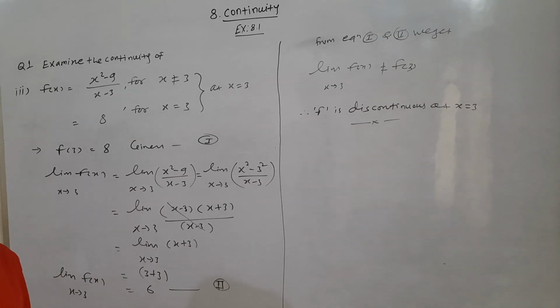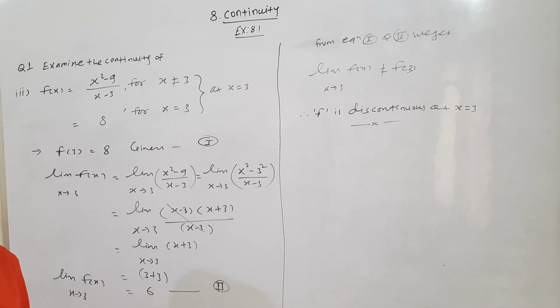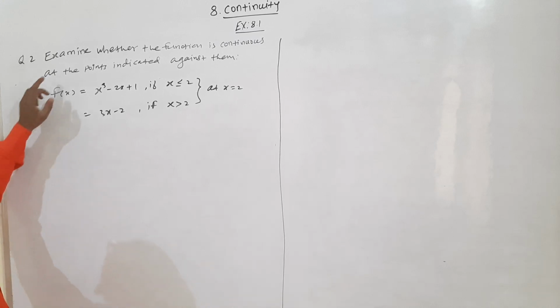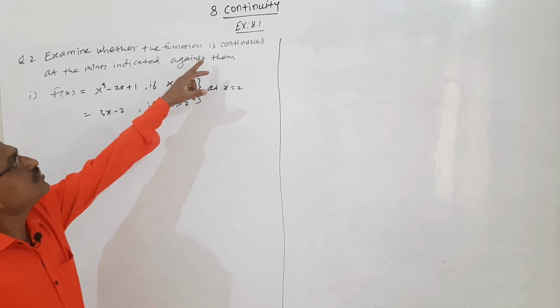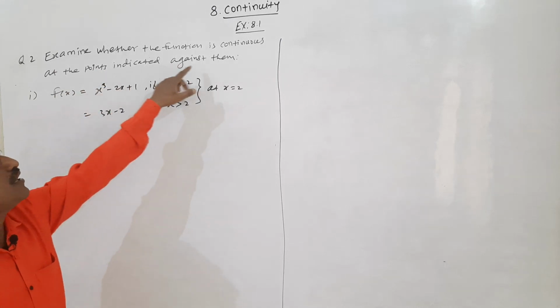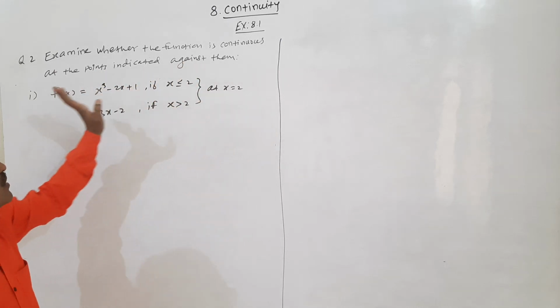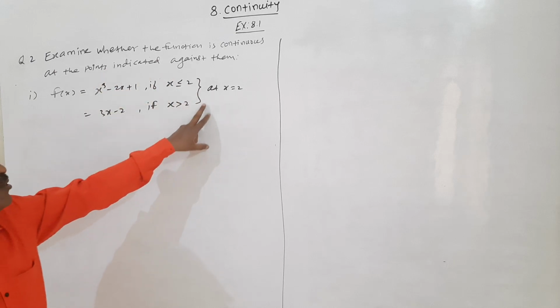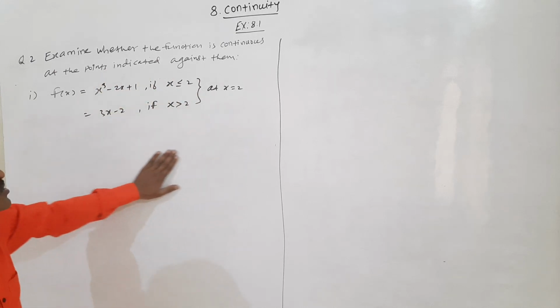So we will take next. Now the second question, examine whether the function is continuous at the point indicated against them. मीन्स समोर दिलेल्या पॉईंटला तुम्हाला कंटिन्युटी त्या फंक्शनची चेक करायची आहे. कोणत्या पॉईंटला ॲट एक्स इक्वल टू 2 या पॉईंटला तुम्हाला कंटिन्युटी चेक करायची.